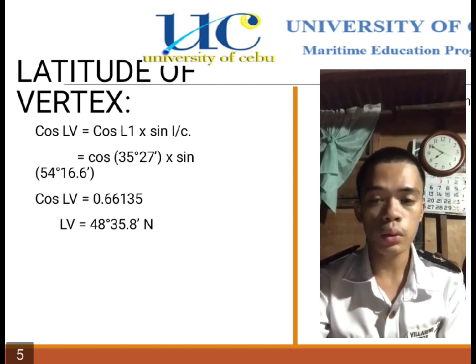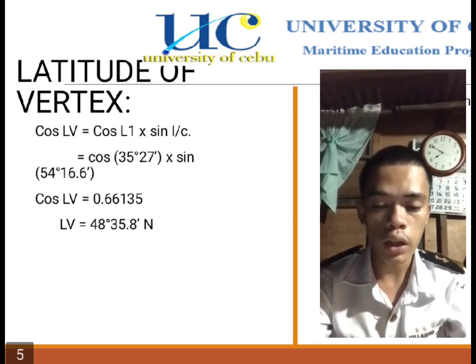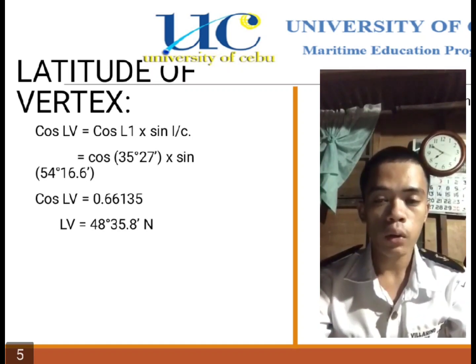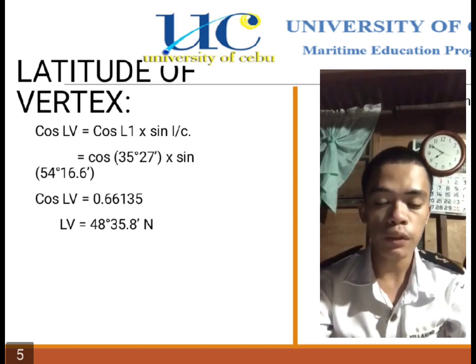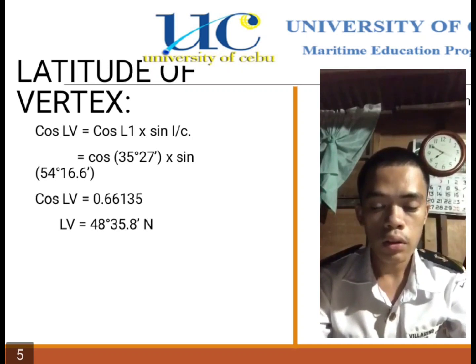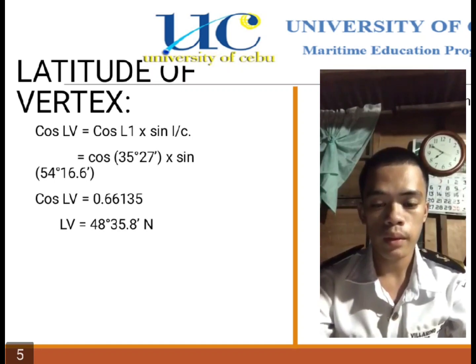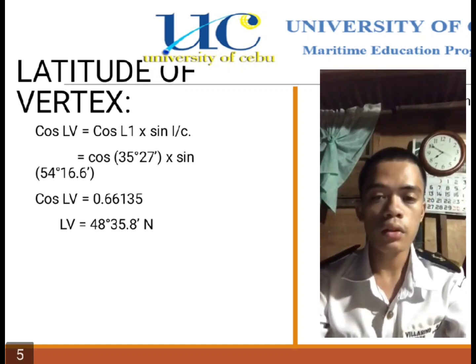Since it is in the southeast and belongs to quadrant 2, we will subtract it from 180 degrees so that we can get our final course through. So 180 degrees minus 56 degrees 49.9 minutes, our final course through is equal to 123.1 degrees through. And that's all.